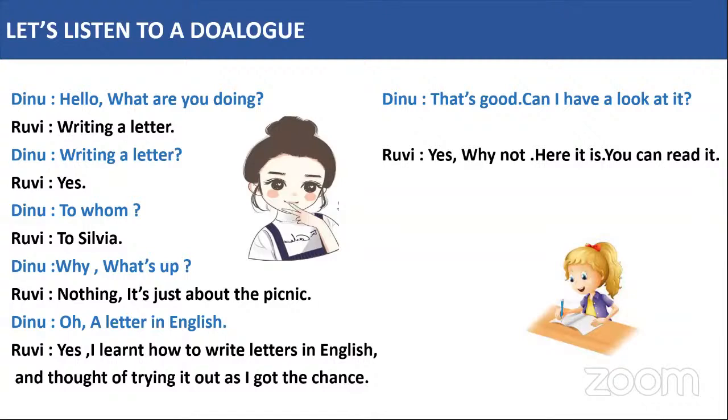And also another special thing is here. What is it? She is going to write this letter in English because now she has already learned how to write letters in English. So she's going to try it out. Now she has got a chance to write a letter to her friend. So she's going to try it out.